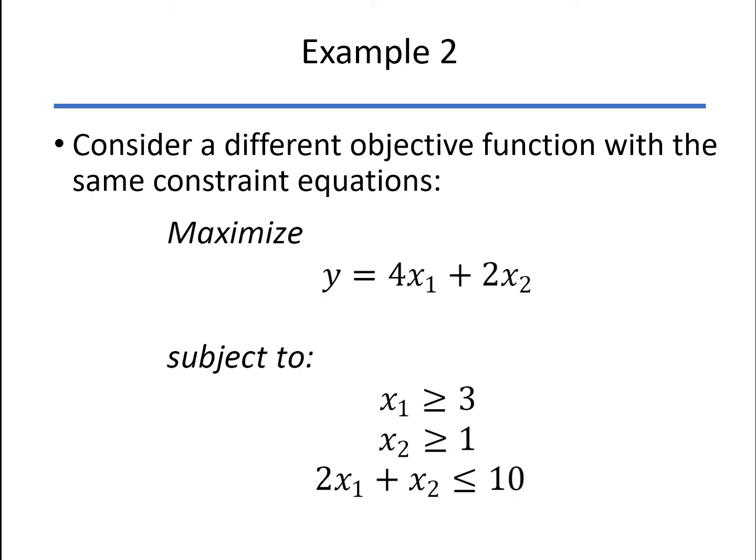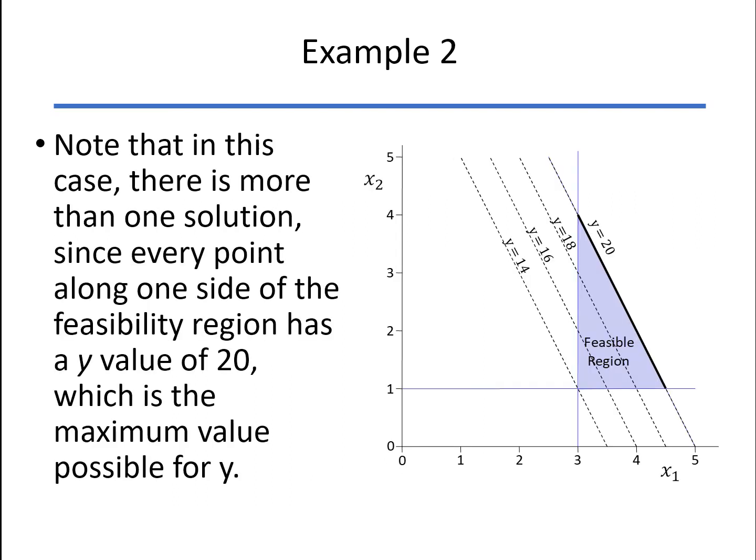Now, let's look at the same constraints and a little bit different objective function. If we're trying to maximize y subject to these constraints, in this case, the line corresponding to y equals 20 ends up being along that whole side of the feasible region. So we still can find that y equals 20 is going to be the maximum value that we can get out of y. It's just that there are more points at which that occurs.